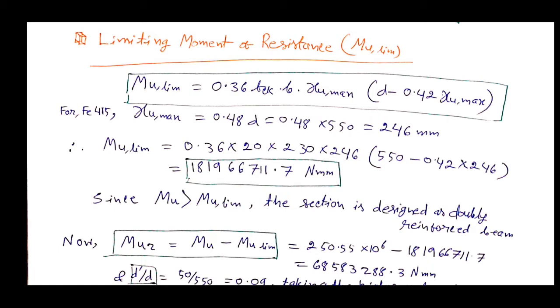So Mu limit is equal to 0.36 into 20, that is fck, into 230, that is B width, into 246, that is xu max, within bracket 550, that is effective depth, minus 0.42 into 246, that is equal to 181966711.7 Newton mm. You may convert into kilonewton meter also.